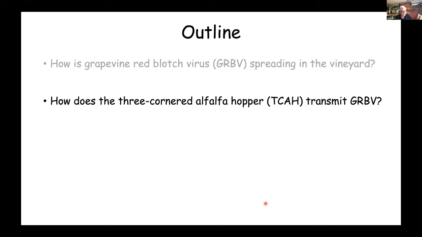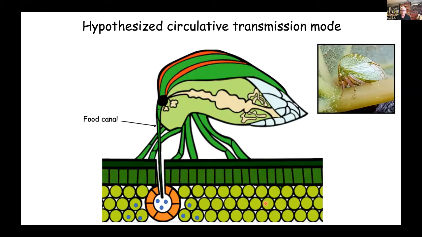We had little information when we started this work, except we used similar viruses and made an assumption by analogy. And I have to apologize for my poor drawing skills. The image in the middle is supposed to represent a three-cornered alfalfa hopper, and the real specimen is shown on the right inset there. But anyhow, I'm going to use this cartoon representation to explain how the virus is acquired by this insect vector, at least how we hypothesize that transmission is occurring.